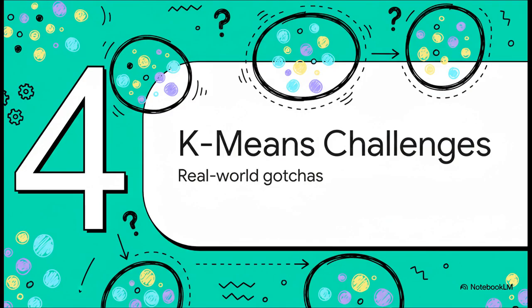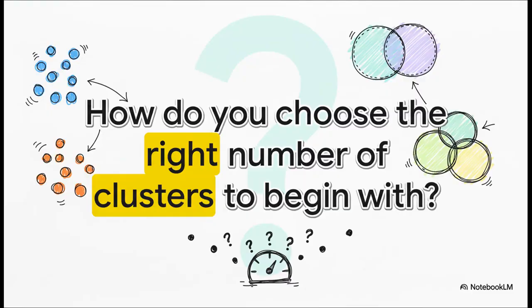But in the real world, using k-means comes with a few challenges, a few gotchas that you absolutely need to know about. And the biggest one, the one everyone asks first, is this. How in the world do you know how many clusters, how many k, to even look for? I mean, this is the most critical decision you make. If you get it wrong, you could end up telling a marketing team to lump their budget shoppers in with luxury buyers, and you can imagine how well those campaigns would work.